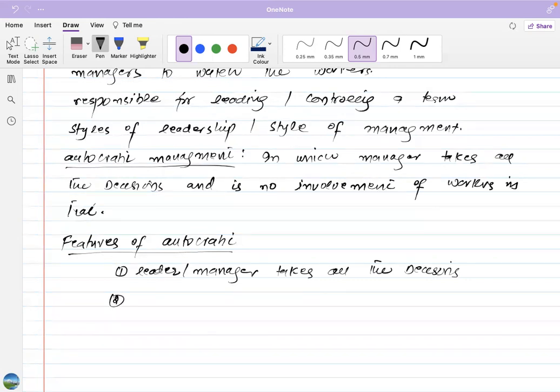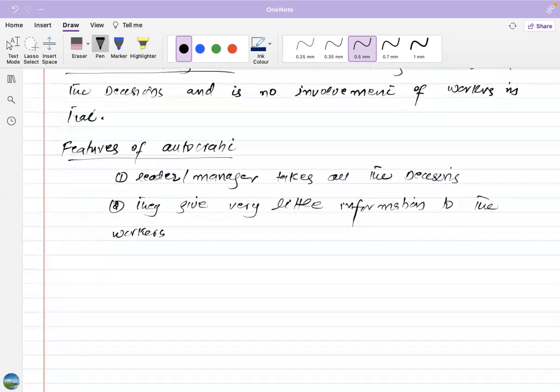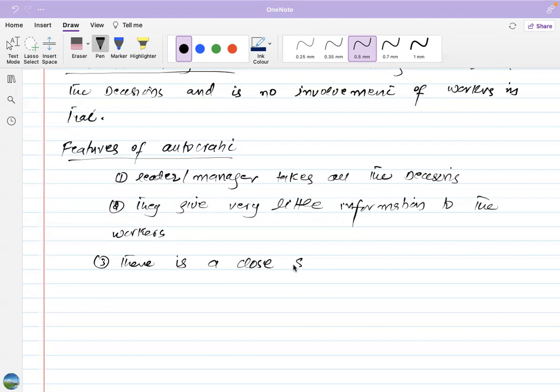They give very little information to the workers. There is close supervision on the work.